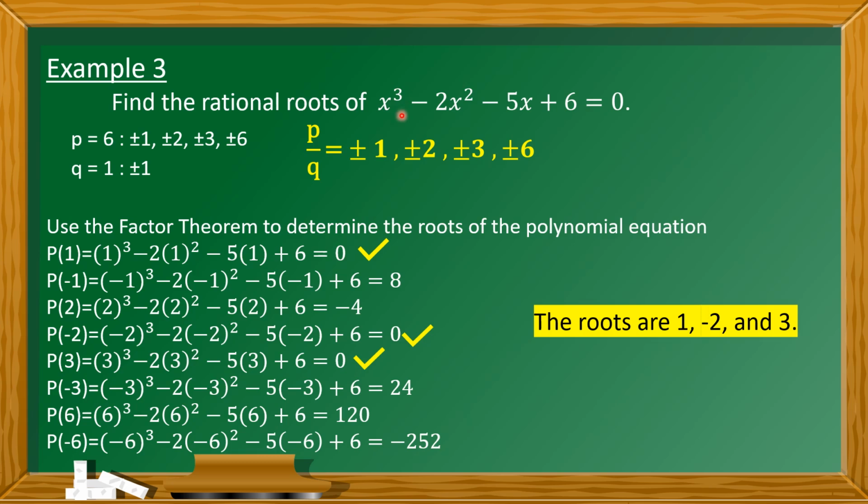Take note, ang ating degree dito ay 3. Yun din ang magtatakda kung ano ang maximum number of rational roots natin para sa ating polynomial equation. Kung 3 yan, that means hanggang 3 lang ang pwedeng maging roots ng polynomial equation.